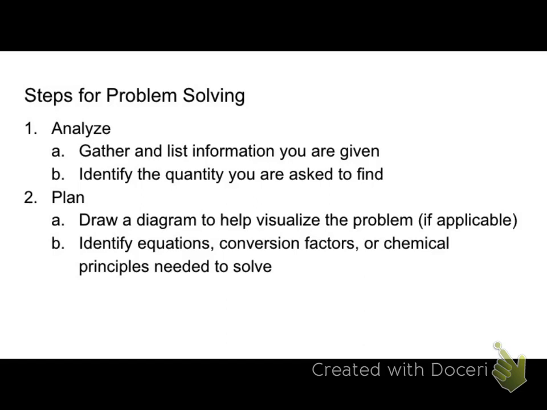It might not always be applicable to draw a diagram, but sometimes it's very helpful to draw something out to help you see what you're solving for. And then identify any equations, conversion factors, or chemical principles needed to solve this. So if you are solving for velocity, then you're going to need an equation for velocity. If your numbers are not all in the same units, you're going to need to convert. You've got to figure out, what do I need in order to correctly do this problem?